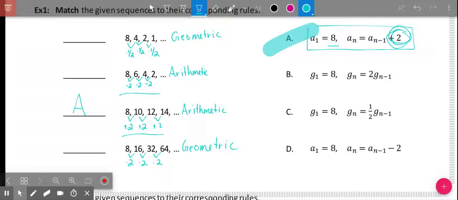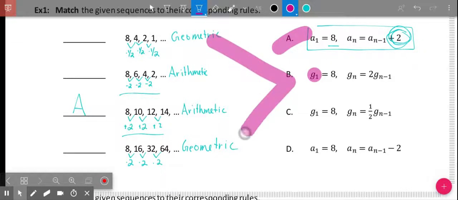And we've done A. Now, looking at B, this one right here is geometric because we got the G right there. So we know it either has to be this one up here or that one. Our common ratio is a 2. So we look at which one of these are we multiplying by 2. Well, that's going to be this one down here. So that's going to be B.